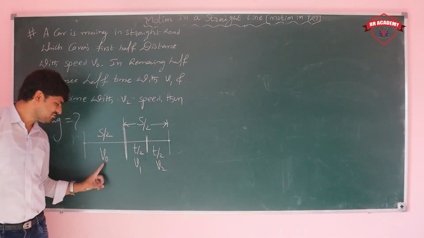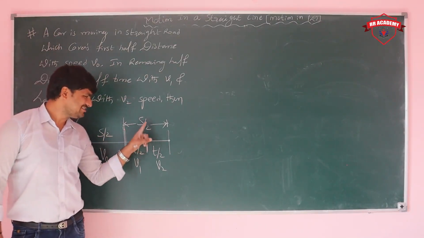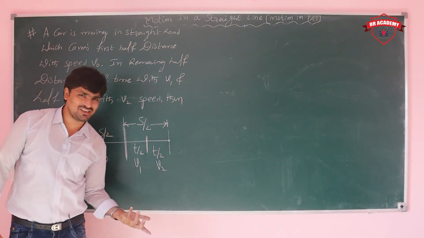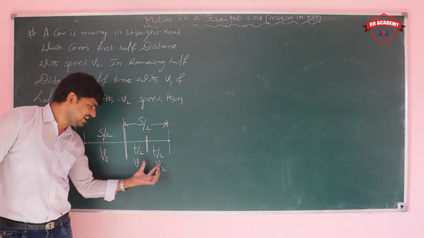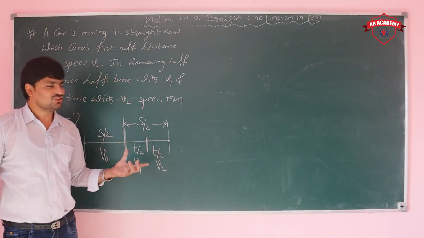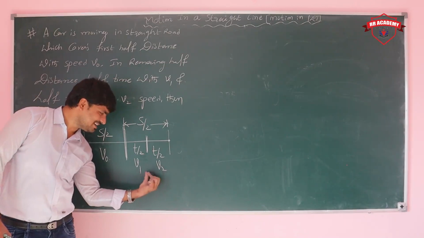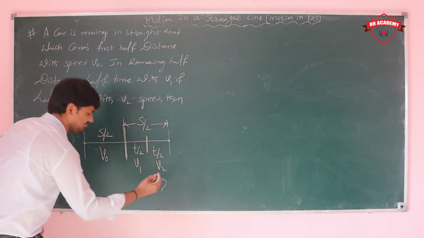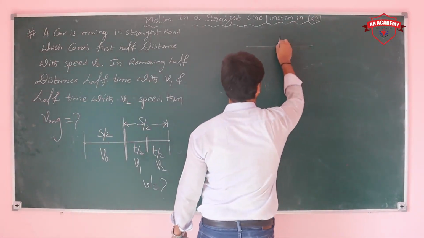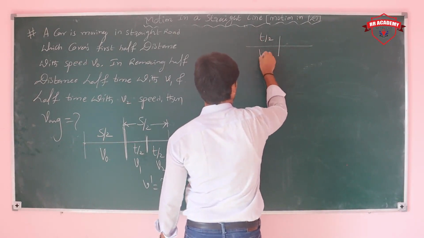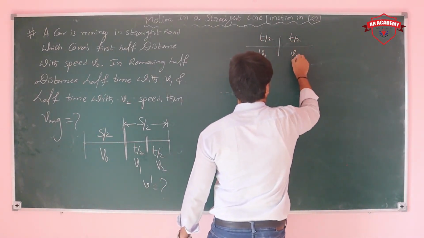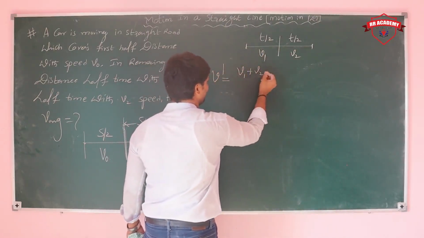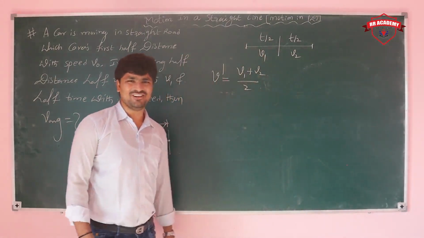The first half distance is with a speed v0. If you knew the speed in the second half, you could apply 2v1v2 by v1 plus v2. But here the second half is given in two time intervals, so we need to get this average. I am considering this average as v dash. The second half is with v1 speed and v2 speed for equal times, so the average is simply v1 plus v2 by 2. That is the v dash value.